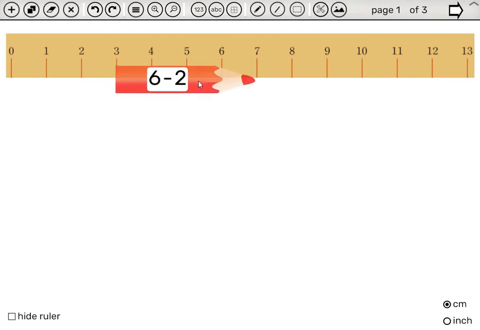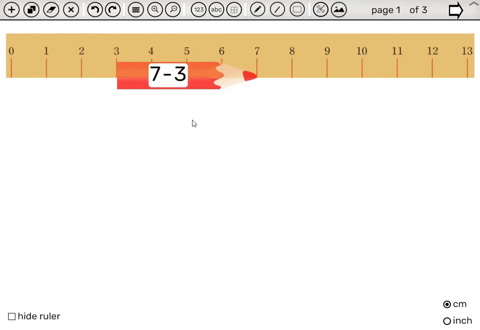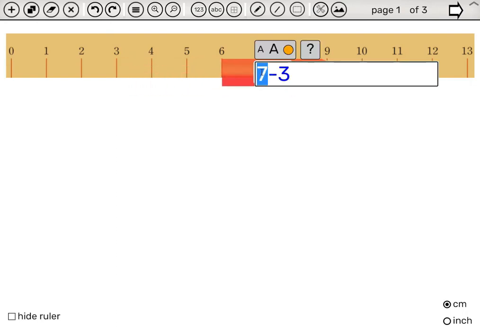But what if we move the pencil over here? Now this represents the question 7 minus 3. This model shows that we can increase the value of these two numbers by the same amount without affecting the result. If we add 3 to both numbers, well, then we have 10 minus 6.